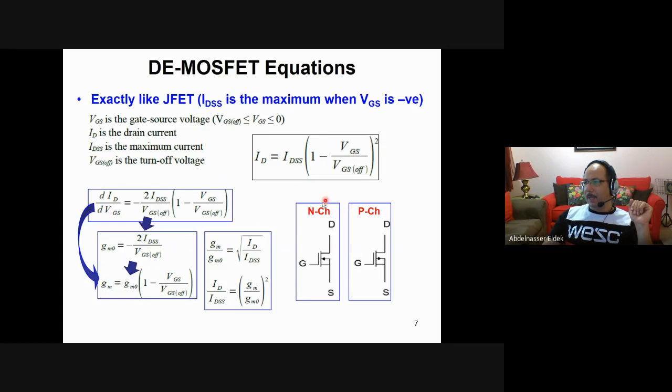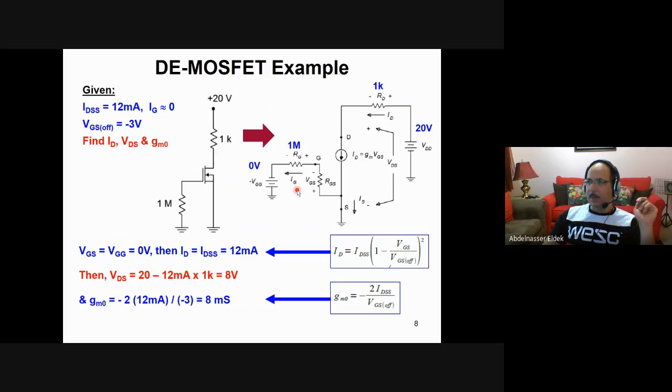Okay, and this is the symbol, as I mentioned before, for N channel and P channel. And these are exactly the same equations. So if we have the same model, for example a circuit like this for the MOSFET, and we have IDSS equal 12 mA, VGS off equal -3, and IG equals 0, then we need to find ID, VDS, and GM0. GM0 is this one here, but let us see ID first.